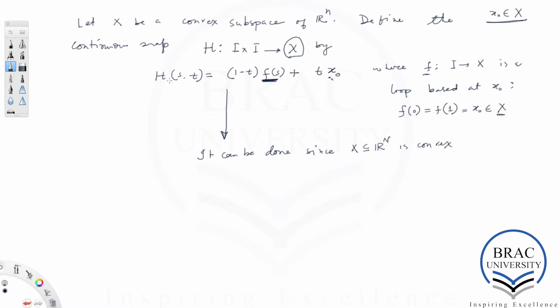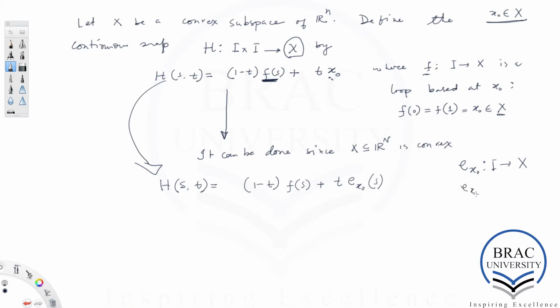So this H(s, t) can be recast into the following form: (1 minus t) times f(s) plus t times e_x0(s), because that's the way you define the constant map, or to be more precise, the constant loop at x0. e_x0 maps all of I to that singleton x0, where e_x0(s) is equal to x0 for all s in I.